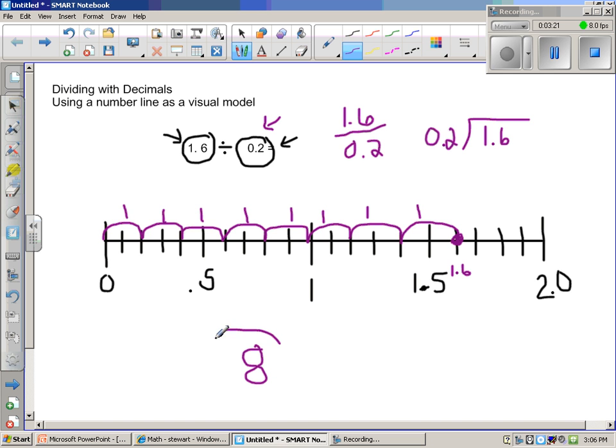There are 8 groups, each containing 2/10 in each group to solve this problem. And if you think about what the problem looked like, it almost looked like 16 divided by 2, didn't it? So when I read this number, I can also read it as 16/10 because that's where the 6 ends. So it's kind of like saying 16/10 divided by 2/10, and it equals the whole number of 8.